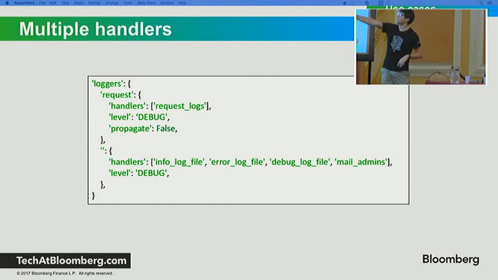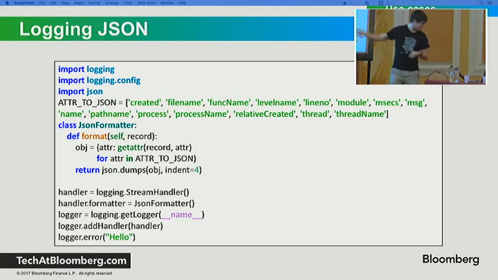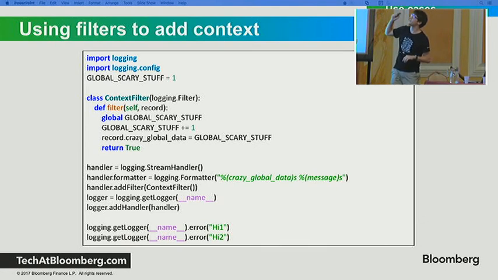And then you can have different files with different levels, because you want a rotating log handler and you don't want to see too much detail. It's going to be in the slides. In the notes is everything. You can log JSON. You can use filters. You can abuse filters to add global information.